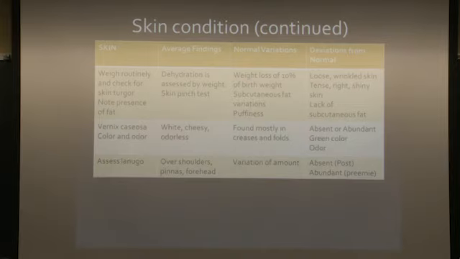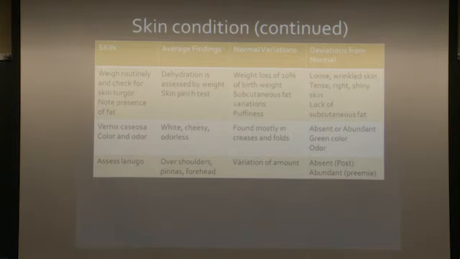Vernix caseosa could be present, or you might not have any on the skin. Note the color and the odor. Normally it's white, and they call it cheesy. It's odorless, and it's found in creases and folds. Look to see if there's any odor to it or green coloring from meconium.